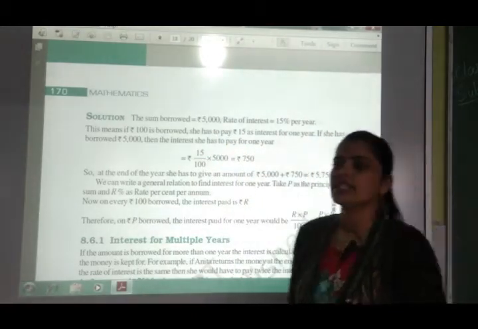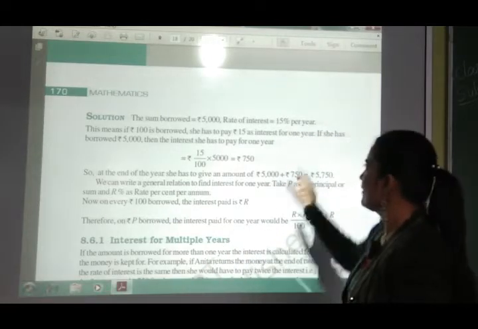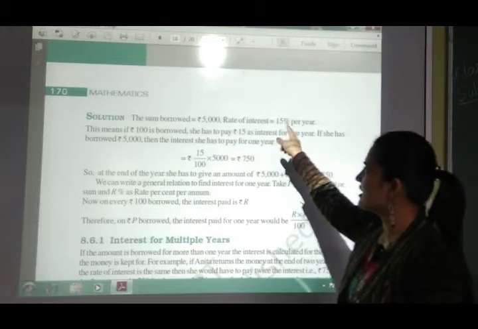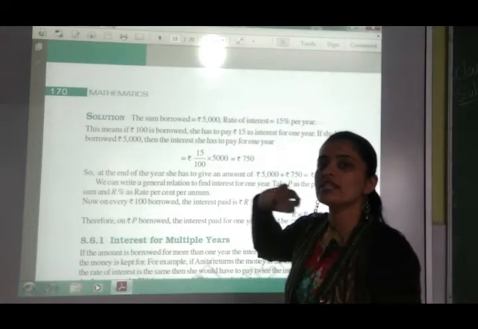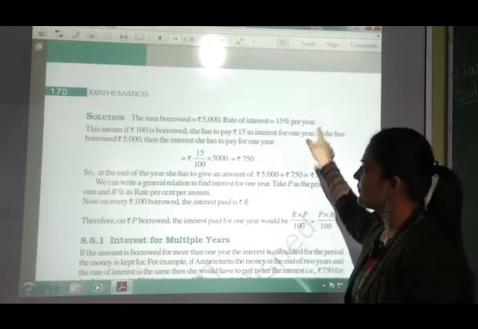After that, another thing is given: 15% per year. What is that? That is the rate of interest. Whenever a percentage sign is there, that amount is the rate of interest. So the rate of interest is equal to 15% per year.